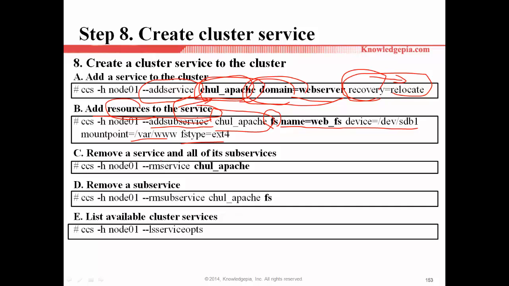If we want to delete a service we already created and all of its sub-services, then rm service char Apache and the name of the service we create. And if we want to delete only the sub-service, for example, like char Apache and after that, here fs means the file system. If we want to list the available cluster services, here, as service, the options.